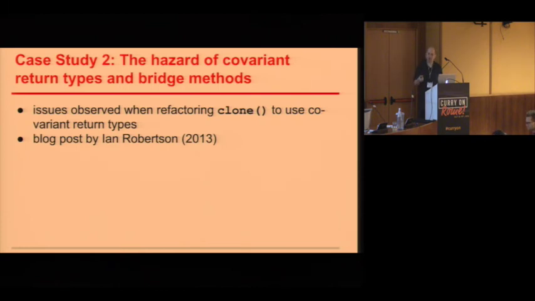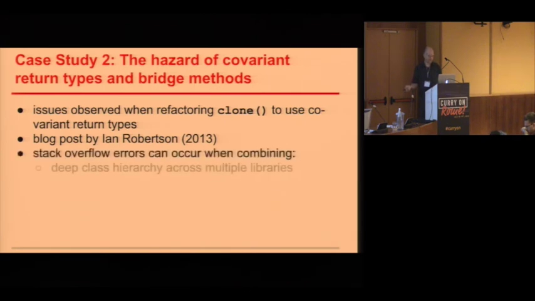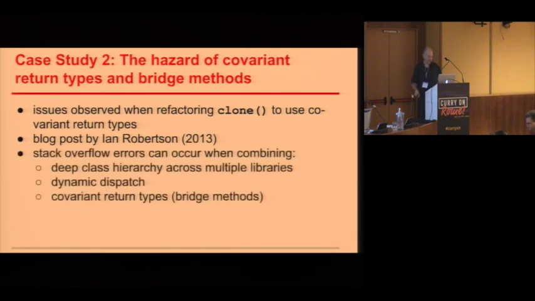If you have a deep hierarchy that goes over two libraries and you refactor this in a certain order, then suddenly you have three features that are thought to be completely orthogonal: dynamic dispatch, bridge methods, and covariant return types. Sorry, that's the language side of bridge methods.